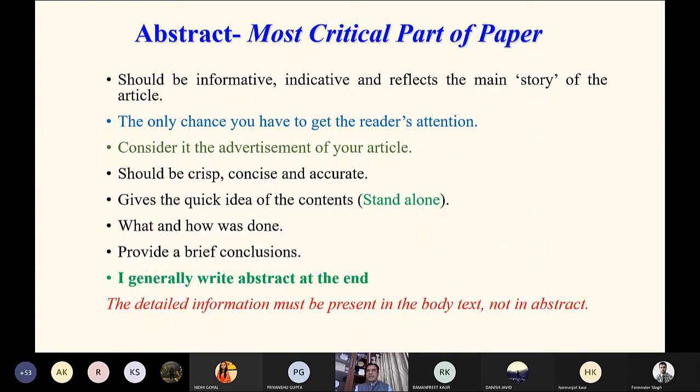And I would suggest, normally I have seen, even with my own scholars, that even before the completion of the paper or the research article, the students or scholars start writing the abstract. But I would suggest we write the abstract at the end. Once the research manuscript is complete, only then should we go for writing the abstract. And we should not provide detailed information in the abstract that would be a part of the research manuscript.